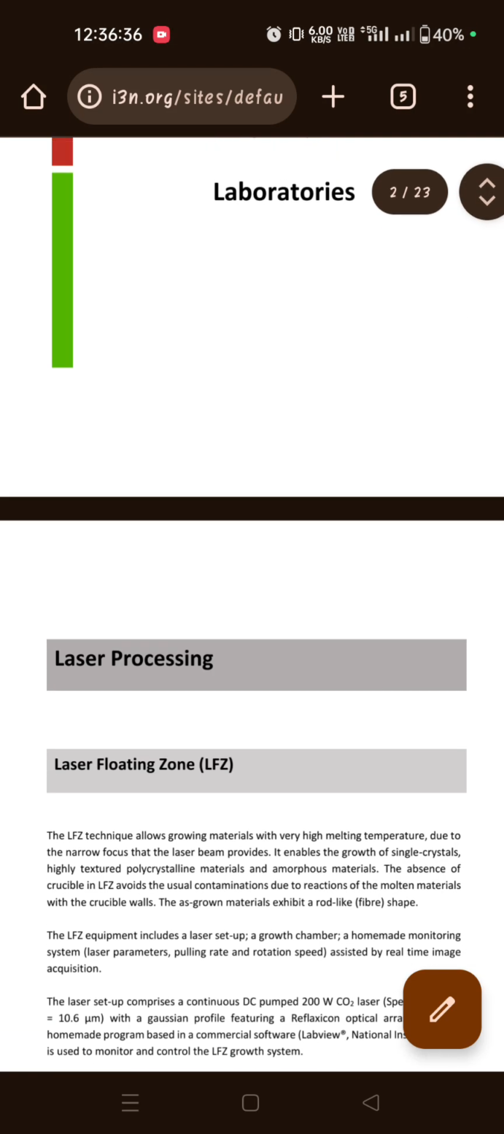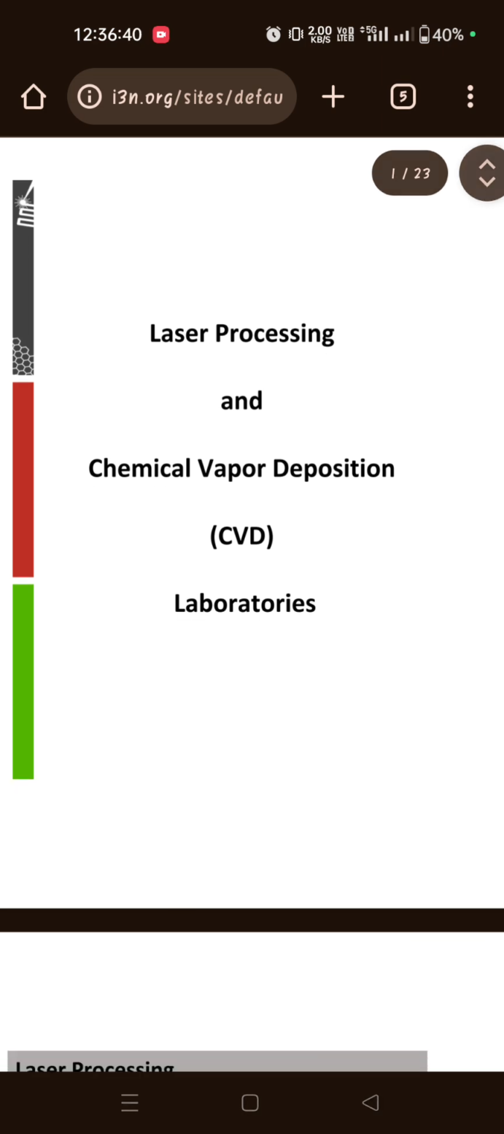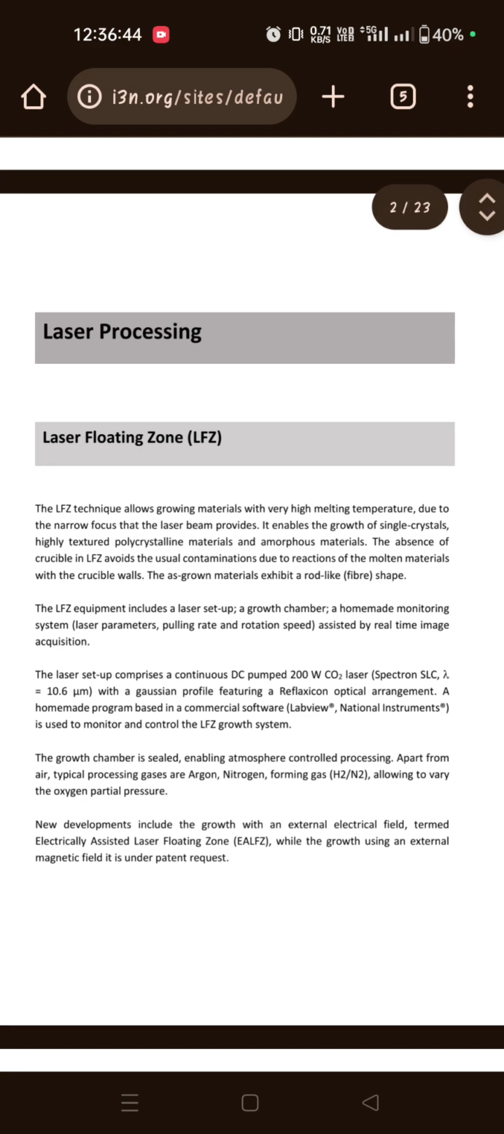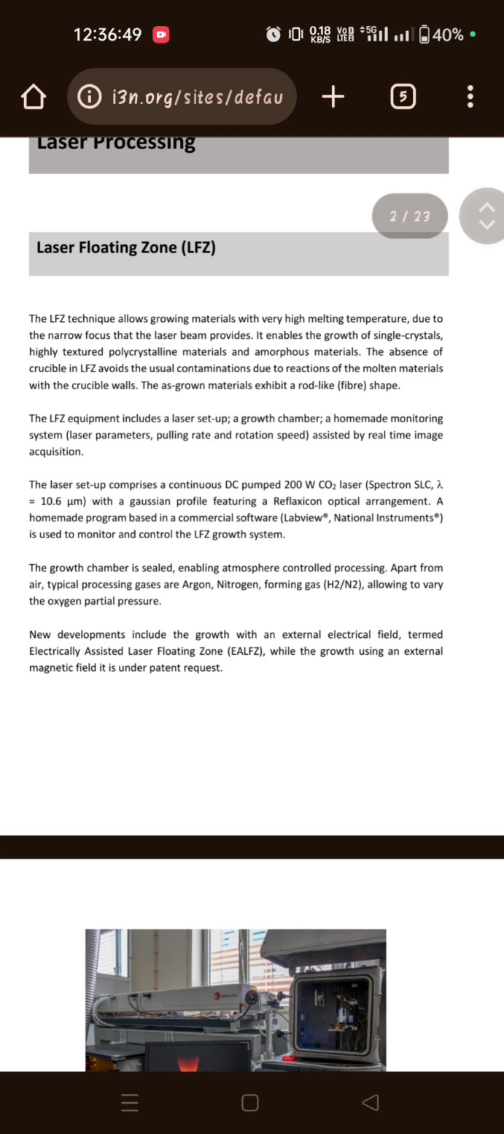In this video we are going to discuss laser processing and the chemical vapor deposition method. The laser is an effective method that we can use to deposit a material. The laser floating zone, that is LFZ, is a technique that allows growing materials with a high melting temperature.